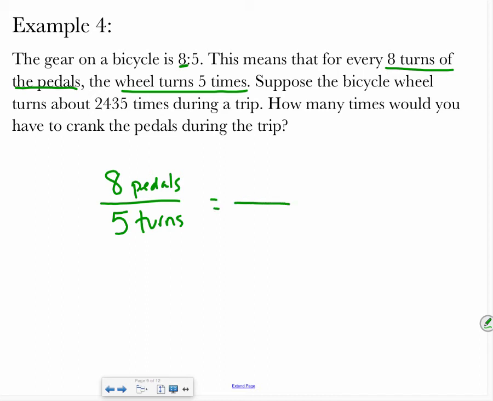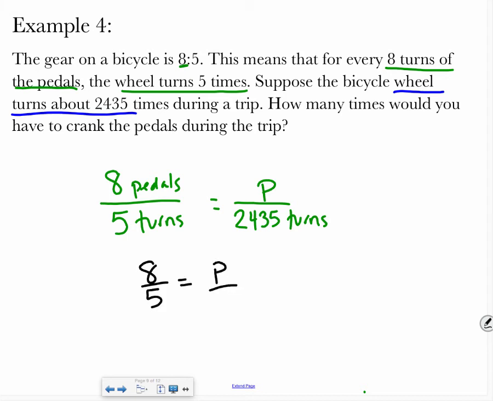And then what other information do we know? We know that on this trip, the wheel turns about 2,435 times. So the wheel is 2,435 turns. And we want to know how many pedals it has to go. We don't know what that number is, so I'm just going to put P there. And just to rewrite it without the labels so it's a little easier to work with, I now have something that looks very familiar.